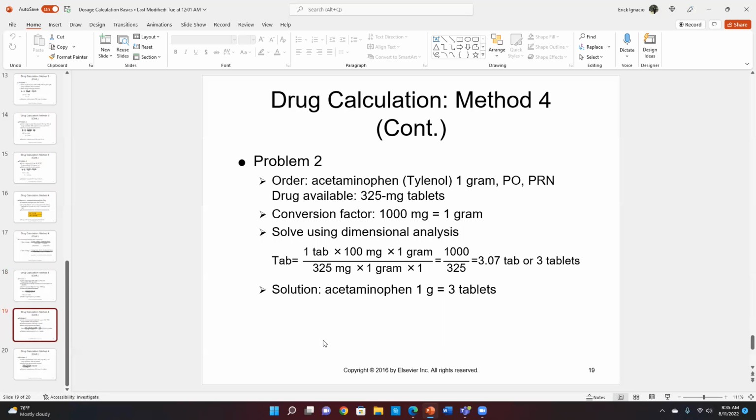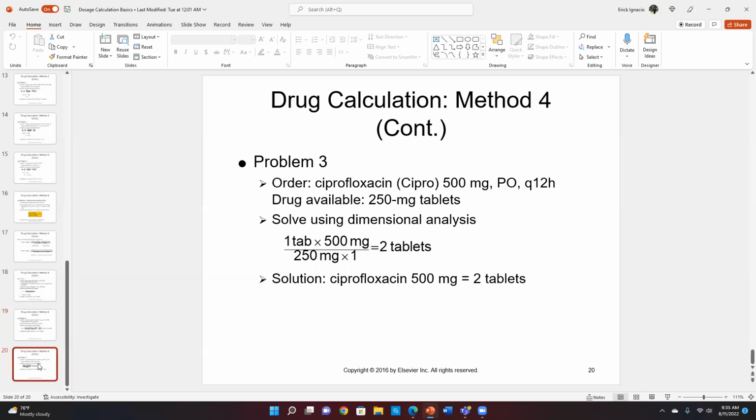We will fill in our blanks. To get the amount of tabs to administer, 1 tab times 1,000 milligrams times 1 gram, and then all over 250 milligrams times 1 gram times 1. And then we will get the answer of 3 tablets. 3 tablets is what we will administer to the patient.